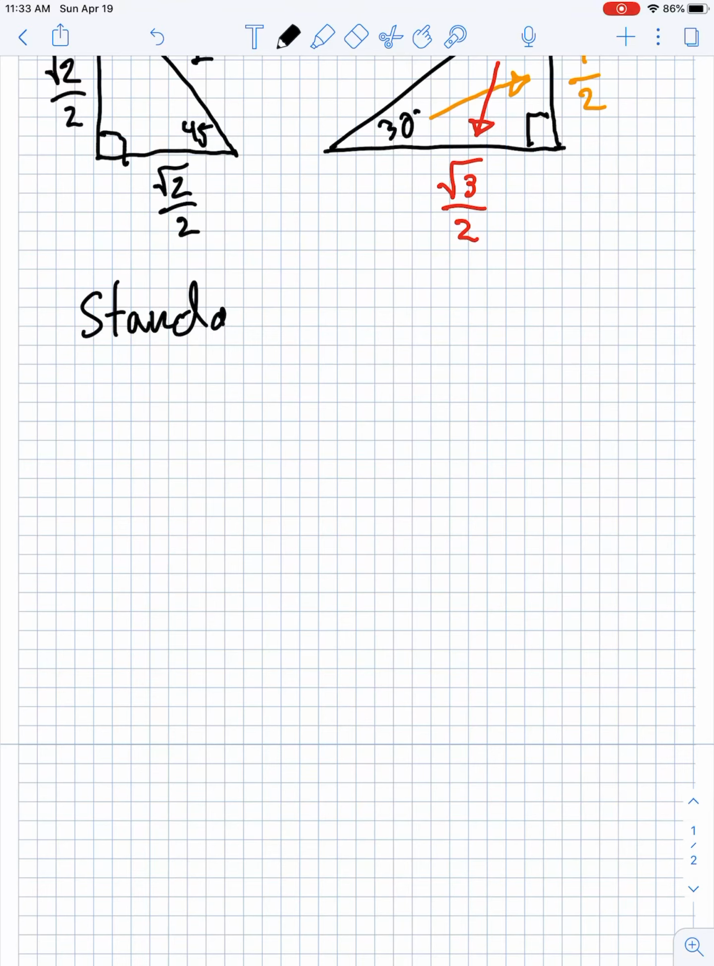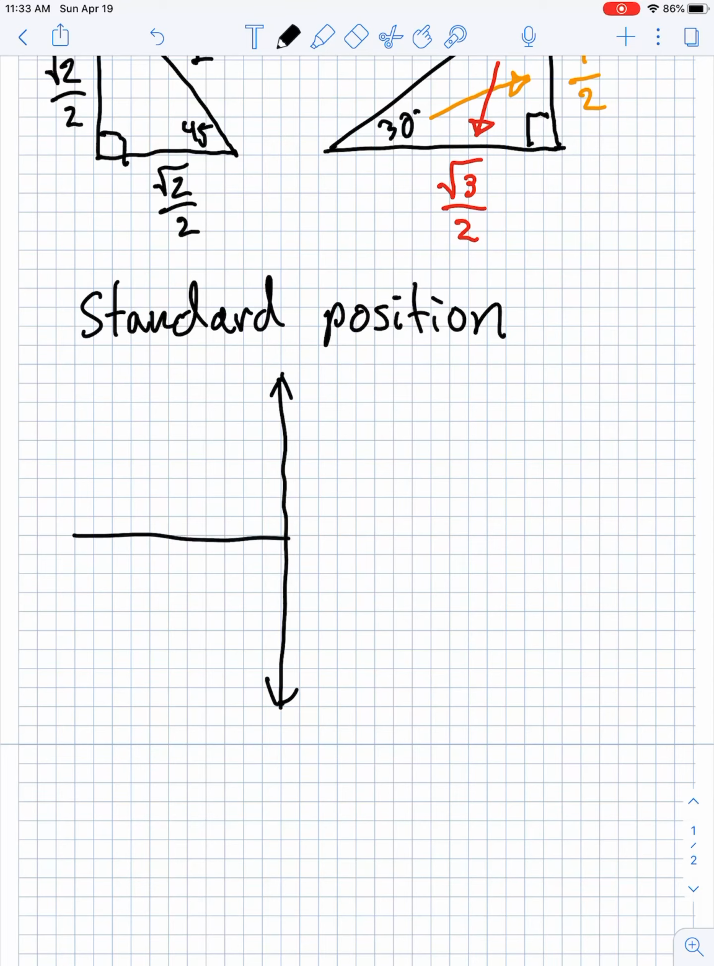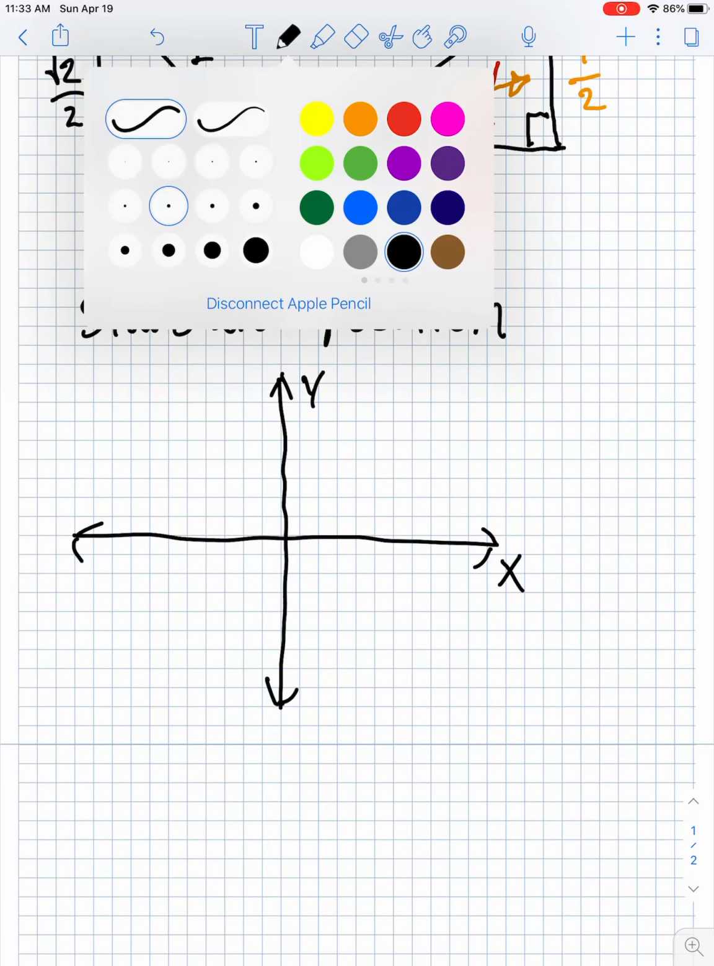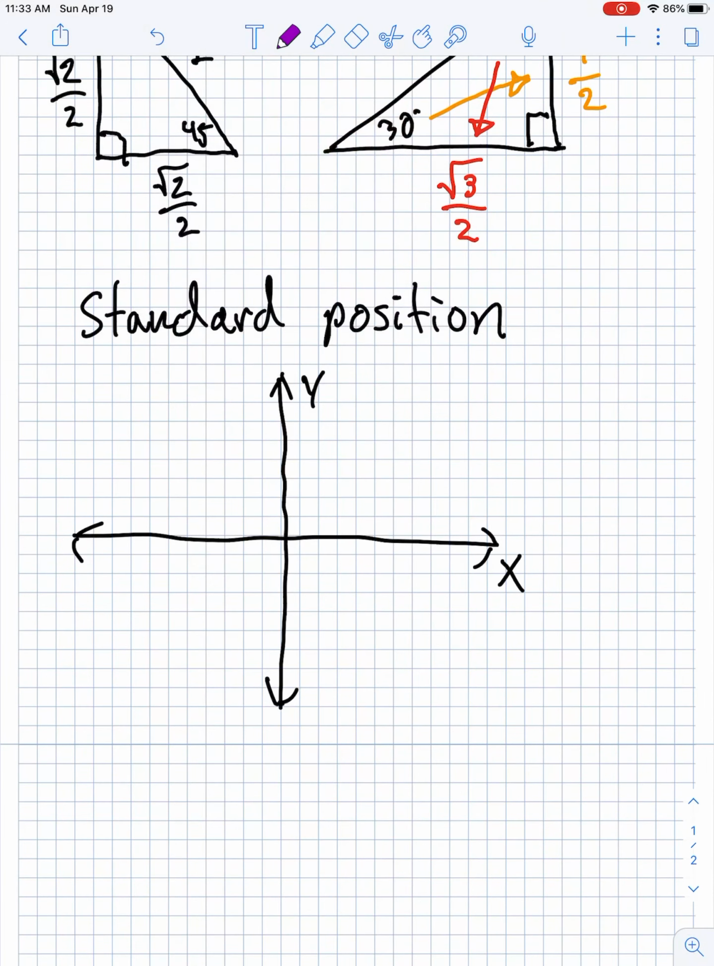You might see some problems where they tell you to graph an angle in standard position. What that means is if you start with the X and Y axis, got the X, got the Y, if you are going to graph something in standard position, it always starts on the X axis. So let's say we put a little arrow here, and then it rotates counterclockwise. Realize this is counterintuitive because you'd think positive angles would rotate clockwise, but they don't. Positive angles rotate counterclockwise, and negative angles rotate clockwise.